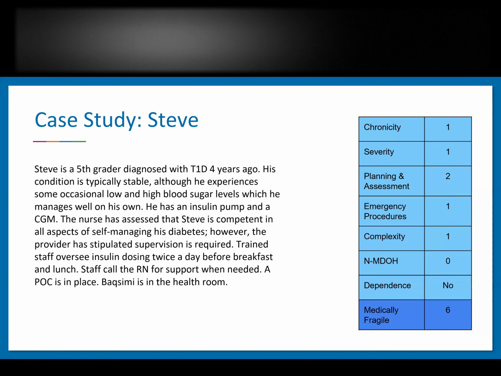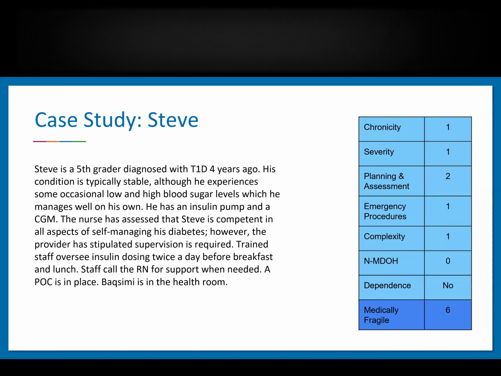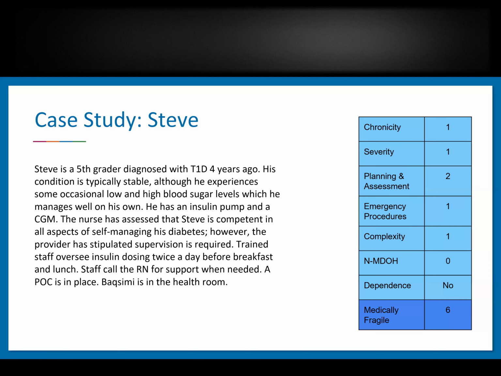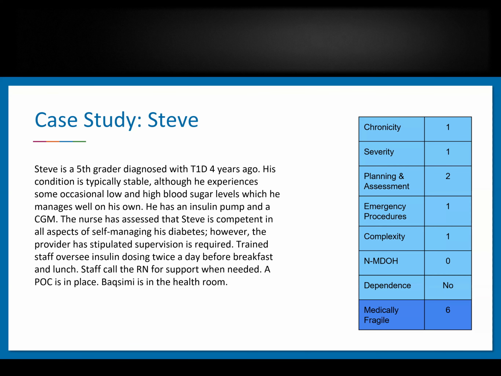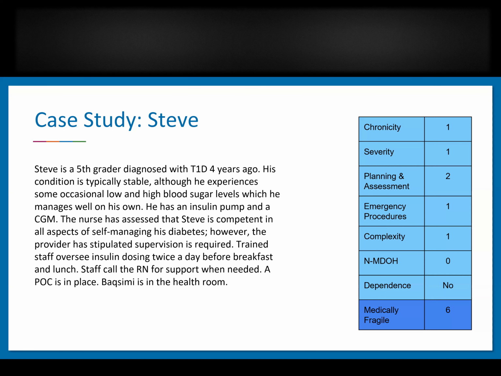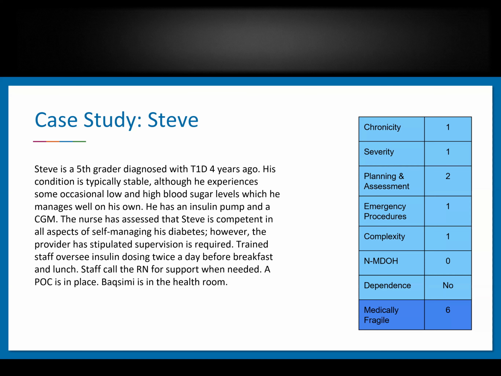Steve is a 5th grader diagnosed with type 1 diabetes 4 years ago. His condition is typically stable, although he experiences some occasional low and high blood sugar levels, which he manages well on his own. He has an insulin pump and a CGM. The nurse has assessed that Steve is competent in all aspects of self-managing his diabetes. However, the provider has stipulated supervision is required.